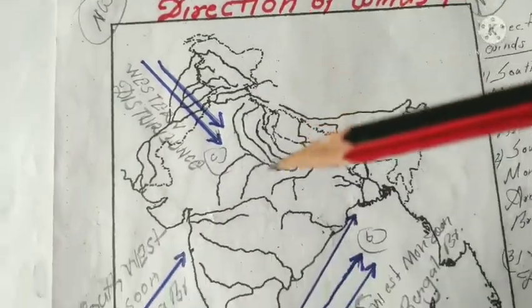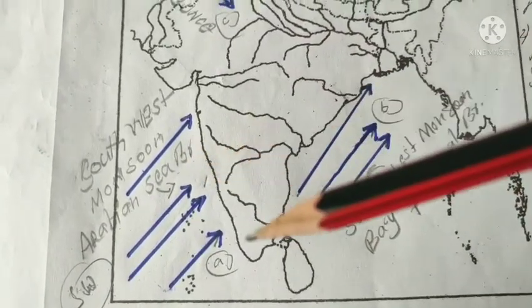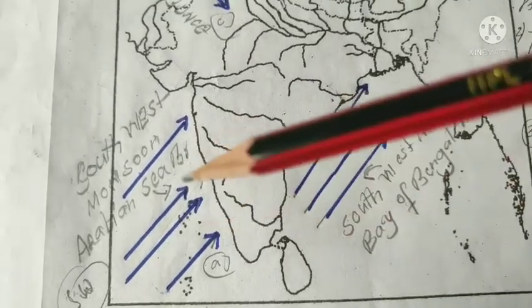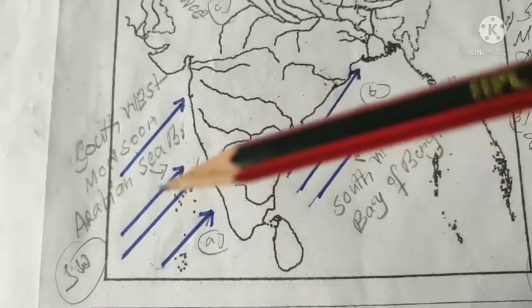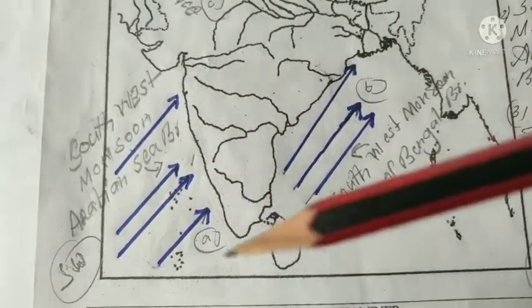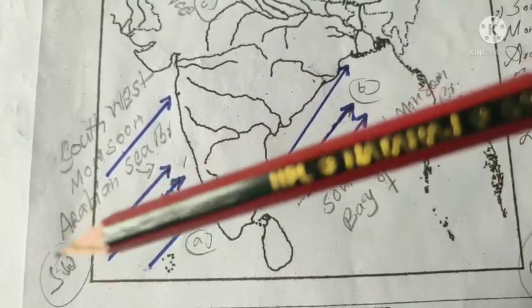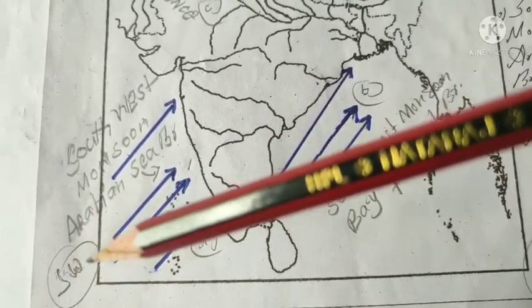Next I am going to explain the winds that give rainfall to India. The first is the southwest monsoon. The southwest monsoon has two branches. One is the Arabian Sea branch, and this is the Bay of Bengal branch. The southwest monsoon starts from this corner. This corner is known as the southwest corner.